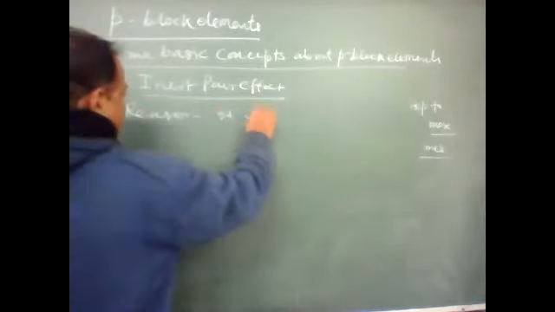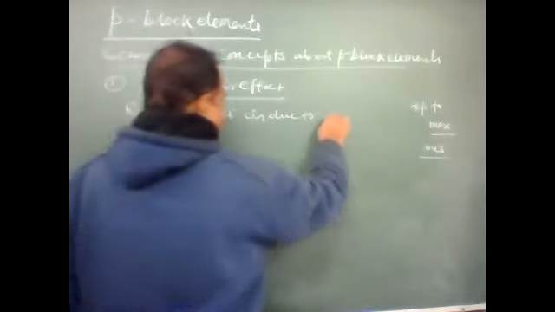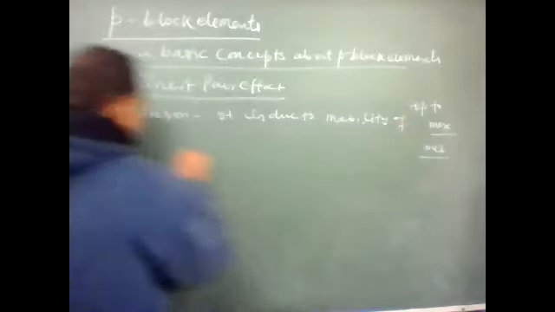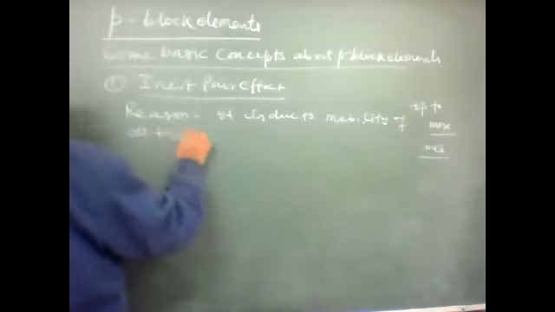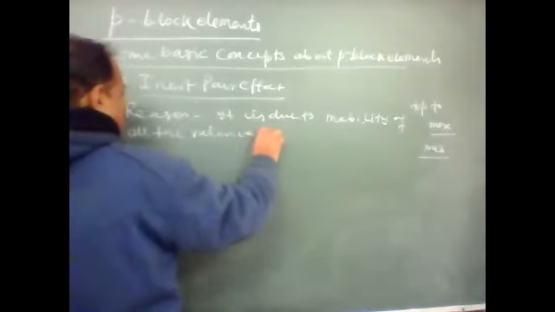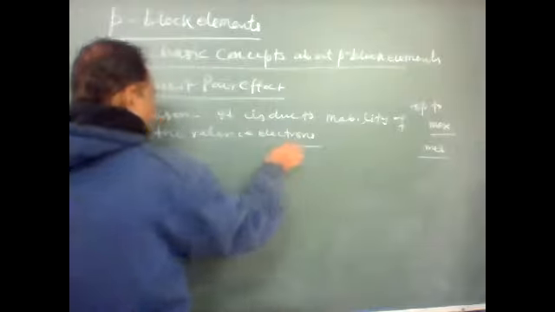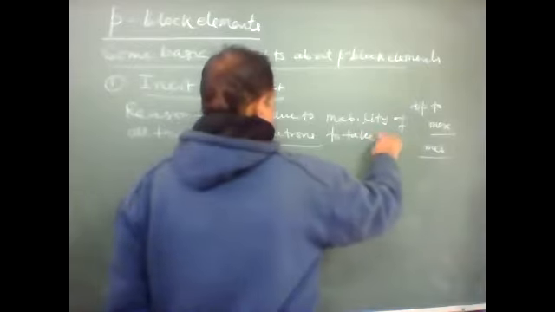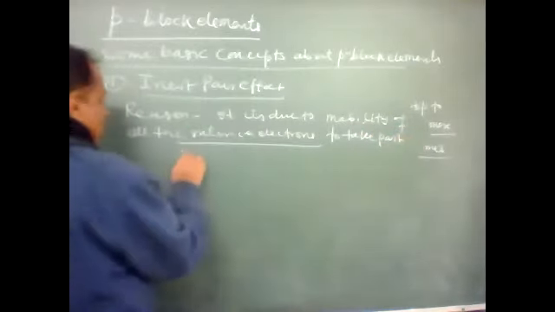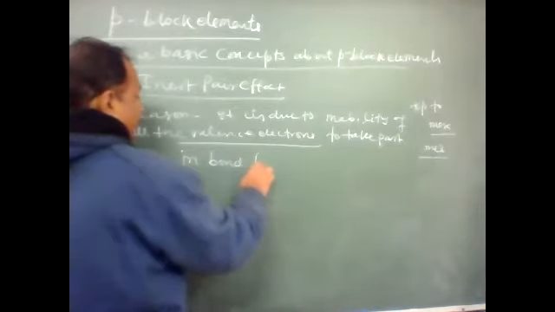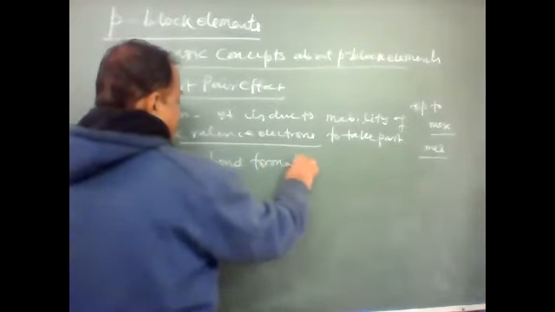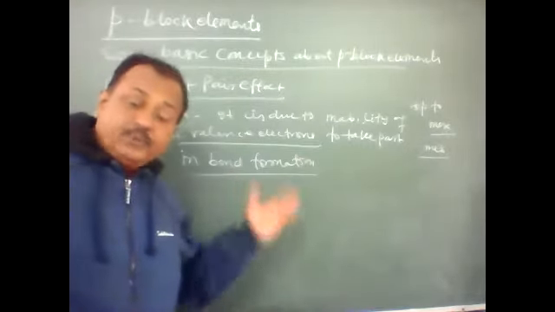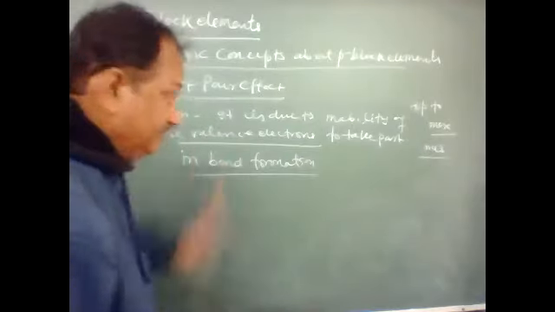It is due to the inability of all the valence electrons to take part in bond formation. This is the reason. I will explain at the proper time when it comes. This is the inert pair effect.